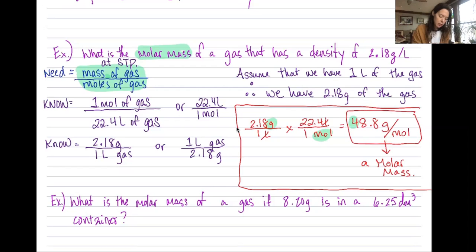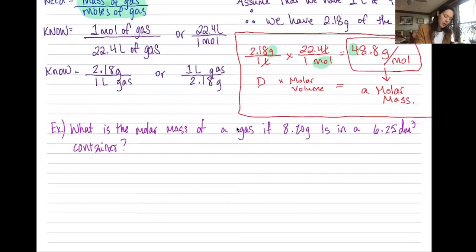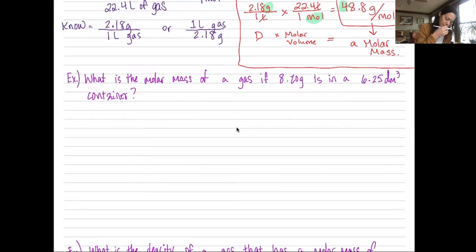So essentially, notice that I took my density and multiplied it by the molar volume, and I ended up with the molar mass. Now, what does that tell me? That tells me as the density goes up, the molar mass goes up. Or as the molar mass goes up, the density is going to go up. So I see a direct relationship there. All right, let's look at this one.